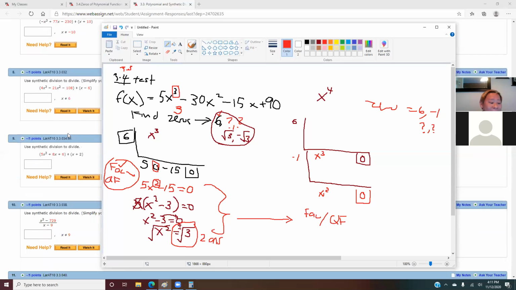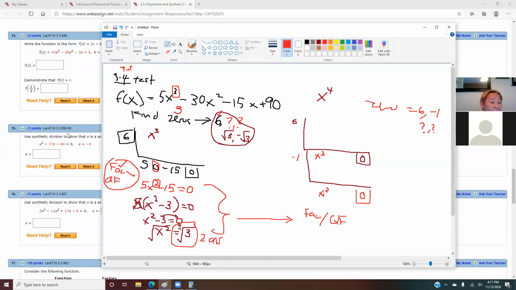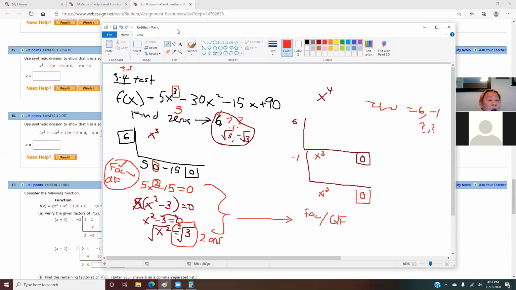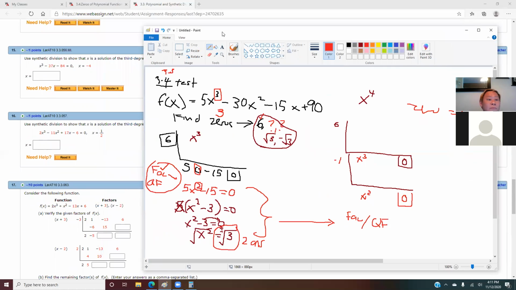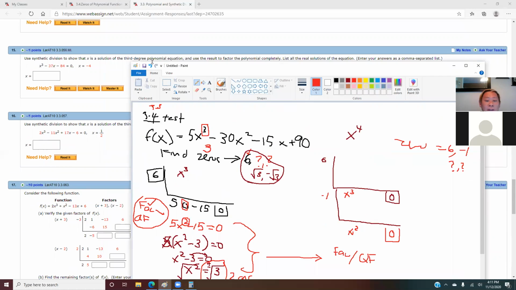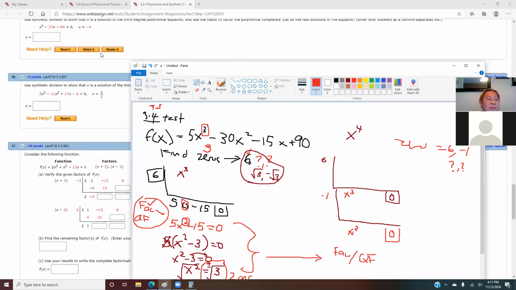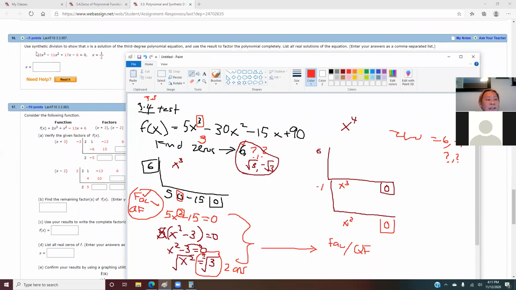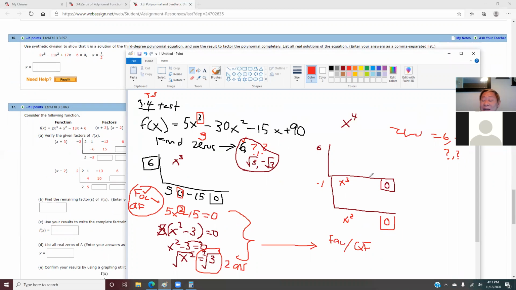So with this, we can try to do a question, this one. Question number 15. It says to use the, let's do 16 because it's half, it's 1/2. Use the synthetic division to show that 1/2 is a solution. When they say 1/2 is a solution, it means that when you do synthetic division, your remainder is 0. And then after that, use the result to factor the polynomial completely.